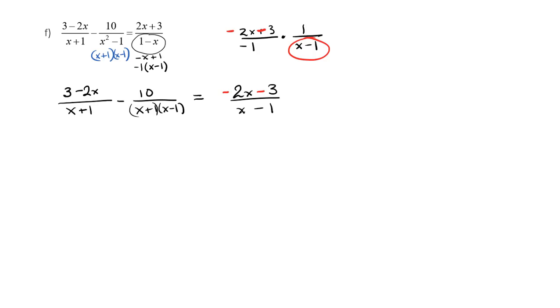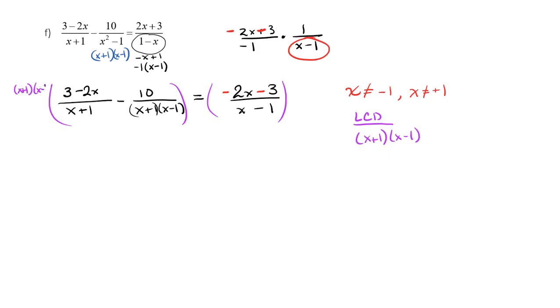Now we're going to see what the restrictions are on the domain. x cannot equal negative 1, and x cannot equal positive 1. Those are our two restrictions. Now we need to multiply both sides of our equation by the LCD. The least common denominator is going to be (x + 1)(x − 1). Multiplying through by x plus 1 times x minus 1 on both sides.